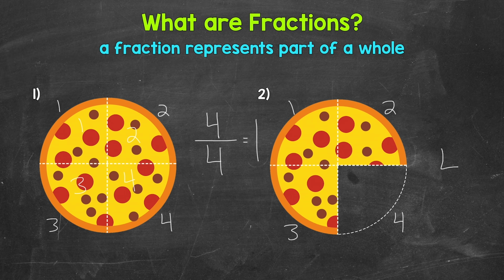So that's our denominator. Now we need the numerator. So how many equal parts of the pizza do we have left? How many pieces of the pizza do we have left? Well, 1, 2, 3. So that's our numerator. And we're done. That's our fraction. 3 over 4. And we would say this 3/4.